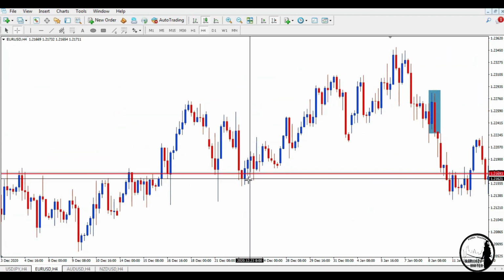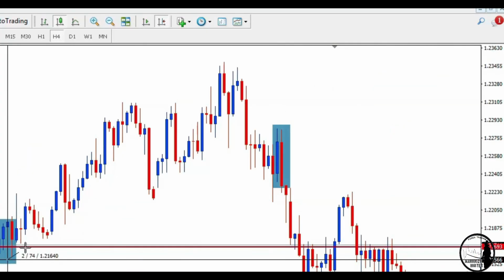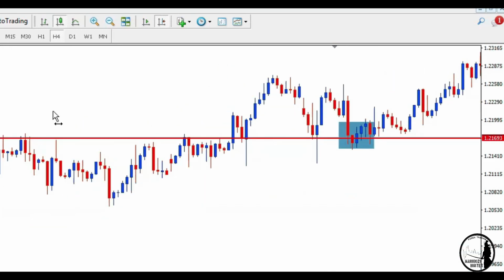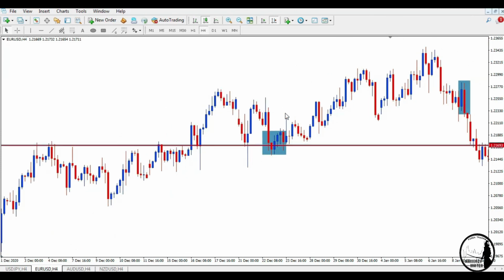Here we have a three white soldiers. This pattern, always make yourself familiar with this pattern because it will impact your decision making in trading. But don't rely on the price action without determining the support and resistance.